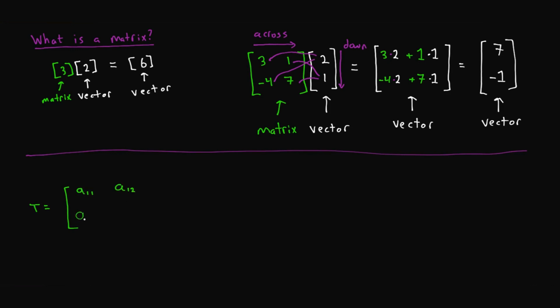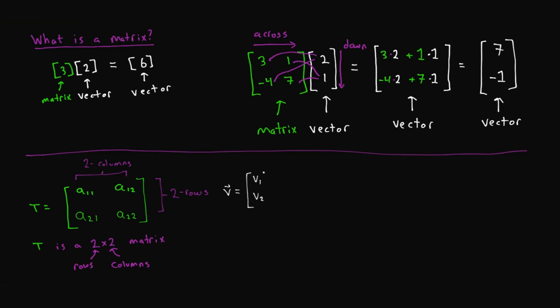Let us look more generally at a matrix. Notice that it has 2 rows and 2 columns, and we call this a 2 by 2 matrix. And now I'll show you how to multiply any two-dimensional vector by a 2 by 2 matrix.